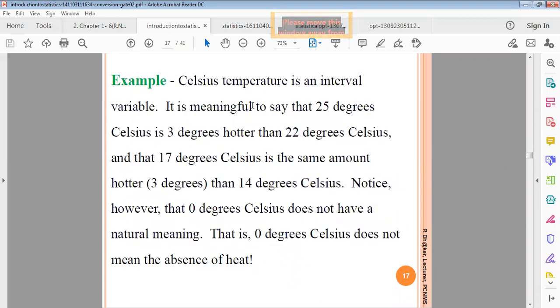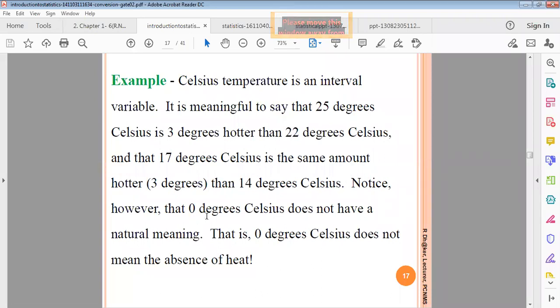Another example here, you can use this. Celsius temperature is an interval variable. It is meaningful to say that 25 degrees Celsius is 3 degrees hotter than 22 degrees. And another one, that 17 degrees Celsius is the same amount hotter, 3 degrees, than 14 degrees Celsius. That means their interval is equal.